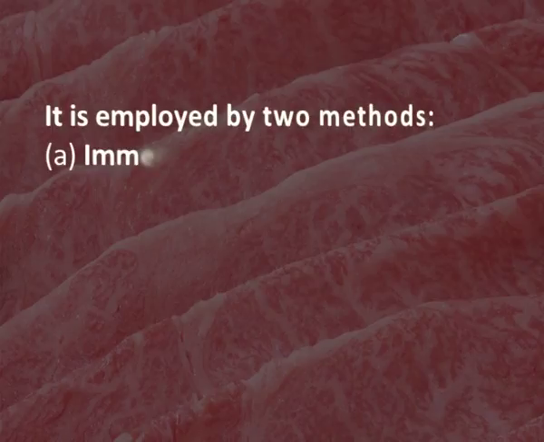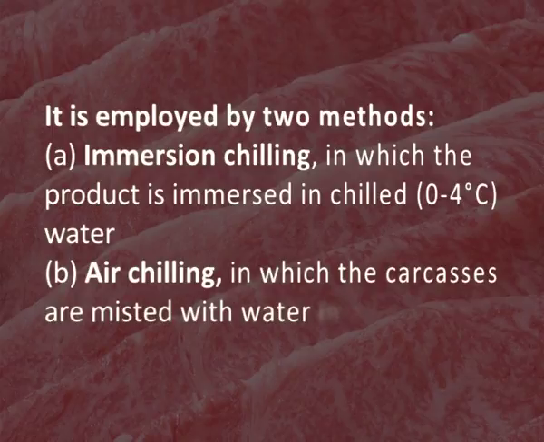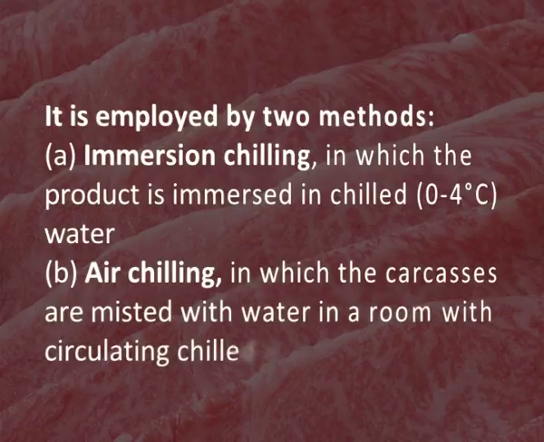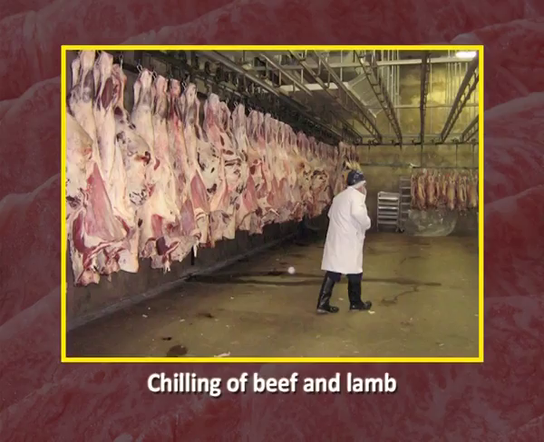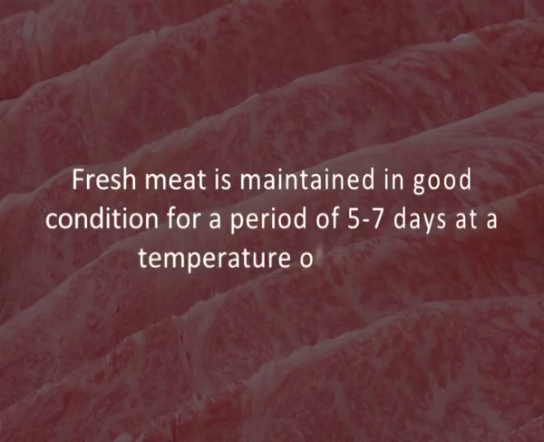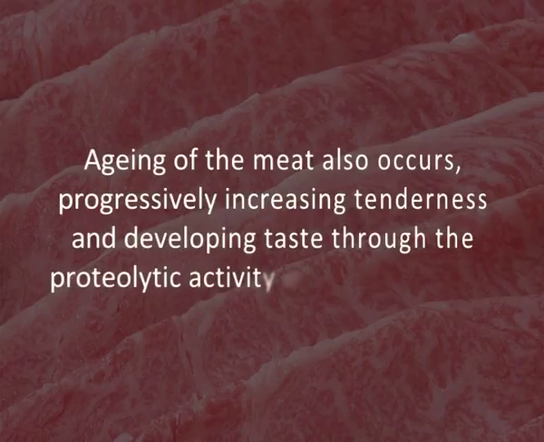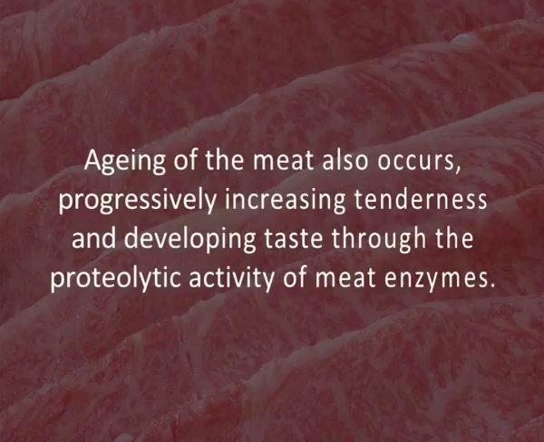It is employed by two methods: immersion chilling, in which the product is immersed in chilled water, and air chilling, in which the carcasses are misted with water in a room with circulating chilled air. Chilling in air reduces carcass surface temperature and enhances carcass drying, both of which reduce the growth of bacteria. Generally, fresh meat is maintained in good condition for a period of 5 to 7 days at a refrigerated temperature of 4 degrees centigrade. During storage, aging, that is ripening of the meat also occurs, progressively increasing tenderness and developing taste through the proteolytic activity of meat enzymes.